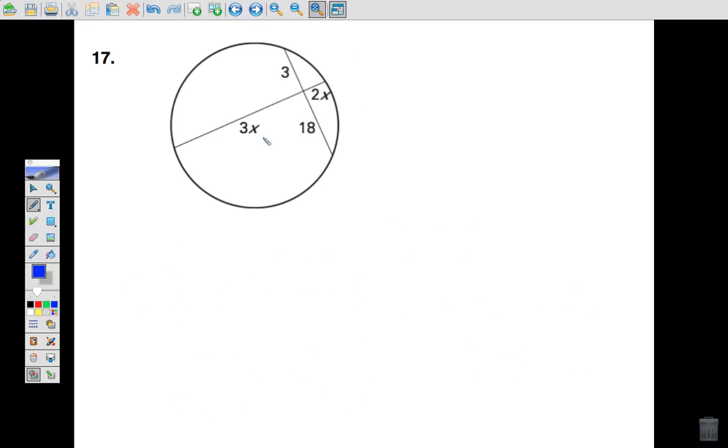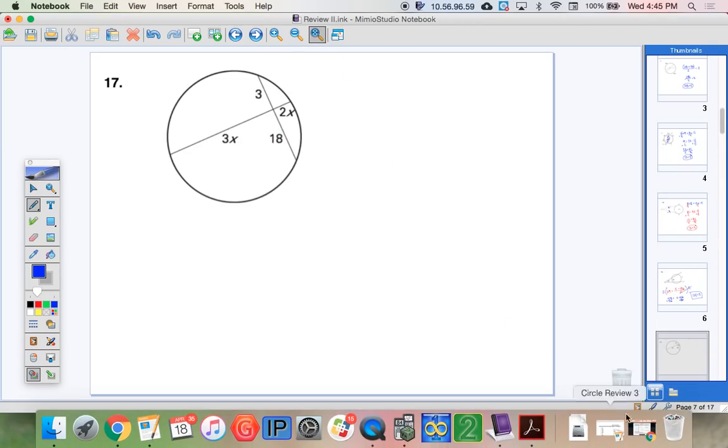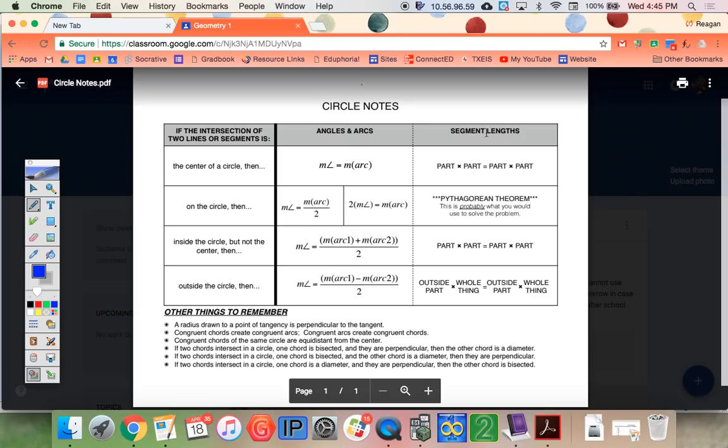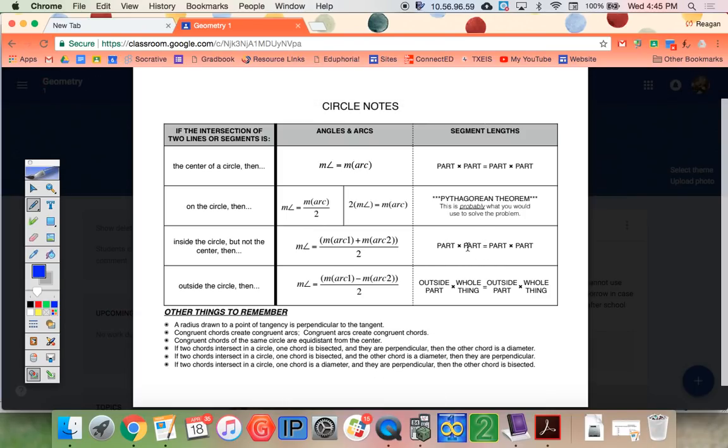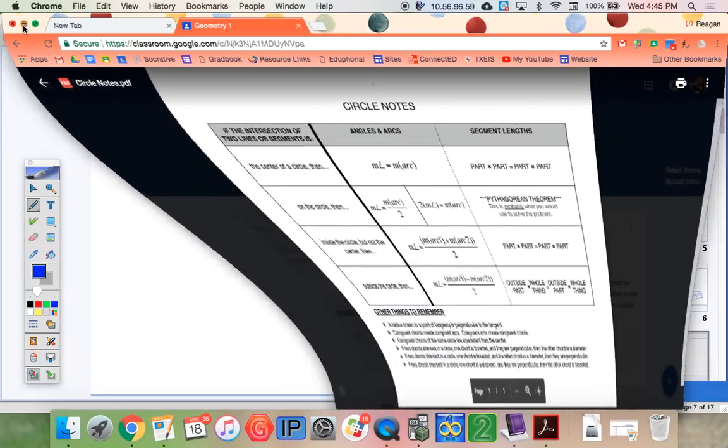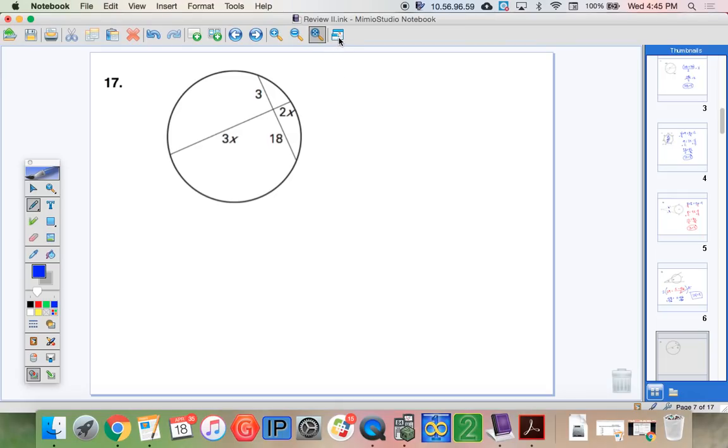All right, these are talking about segments in the circle. They are intersecting not in the center, and they are not degree measures. So that's segment lengths, intersecting inside the circle but not in the center. So we're doing part times part equals part times part. A lot of people were doing this but adding the parts.